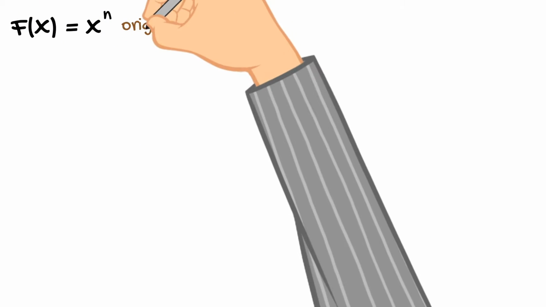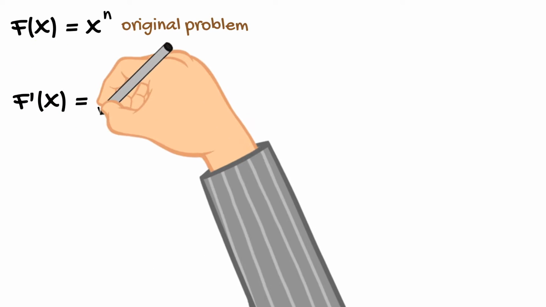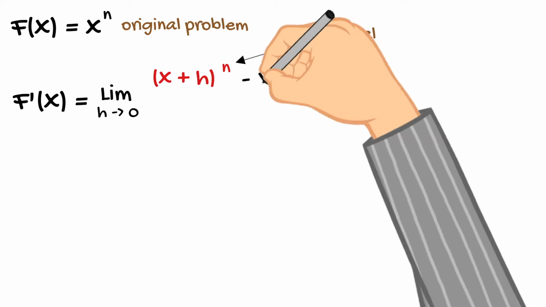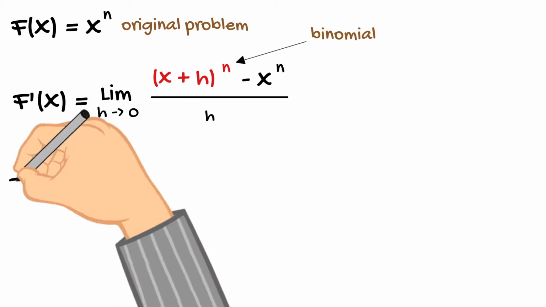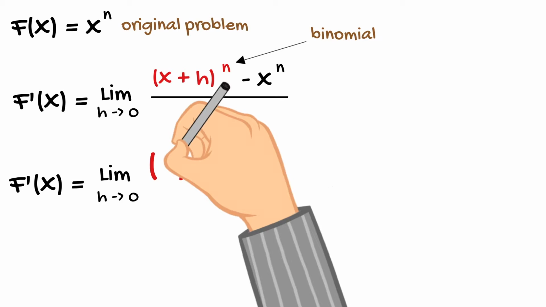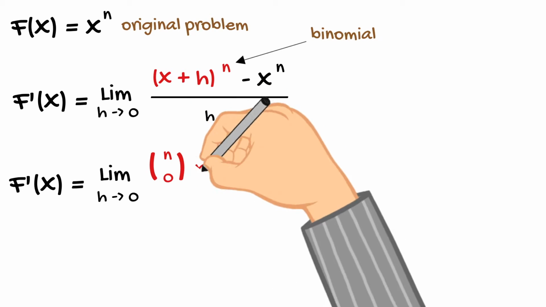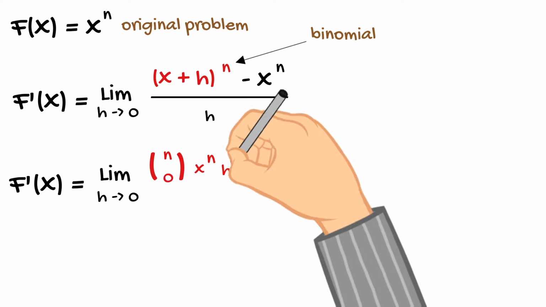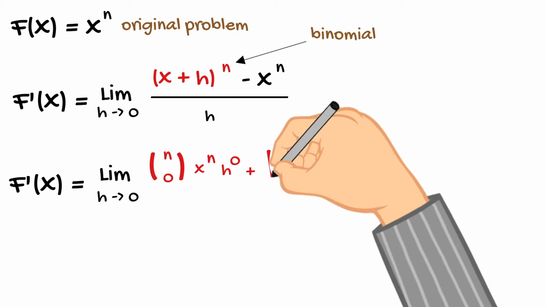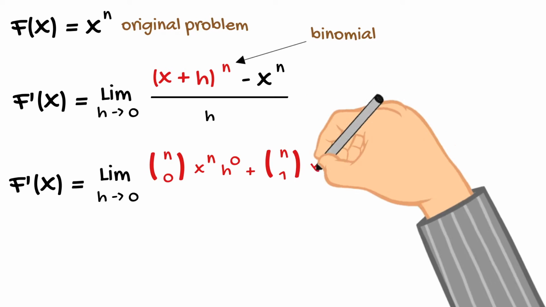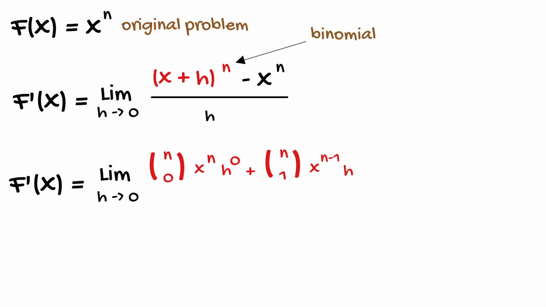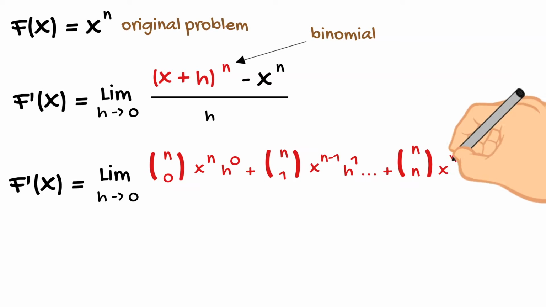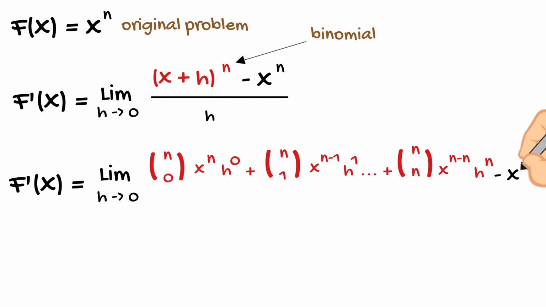So bringing ourselves back to our original problem, the derivative of x to the n has a binomial term in the numerator. As such, we can use the binomial theorem to simplify this term. As such, it will be n choose 0, which is 1, times x to the n times h to the 0, plus n choose 1 times x to the n minus 1 times h, and so on. We keep doing these all the way till we get n choose n.